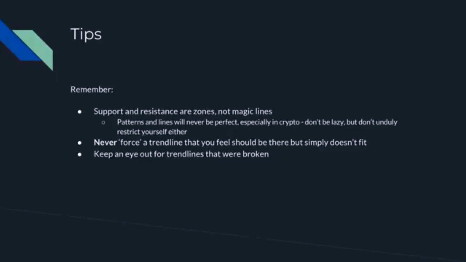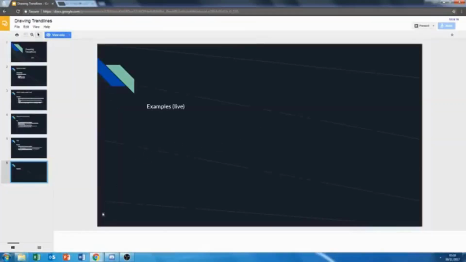So if you have a coin that you really like and you're trying to draw a bullish chart, don't bend the trend line to fit whatever you want it to fit. And generally good practice, keep an eye out for trend lines that were broken. So if we do some examples here.